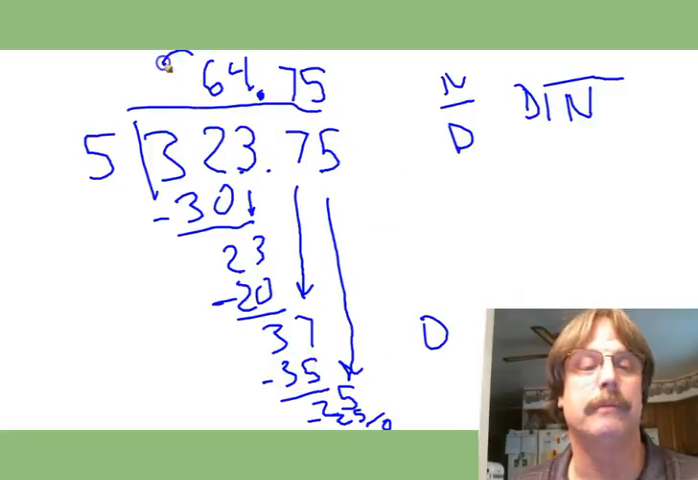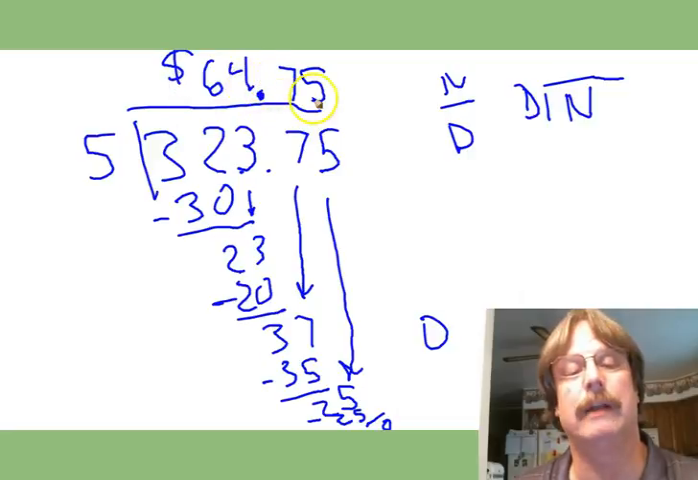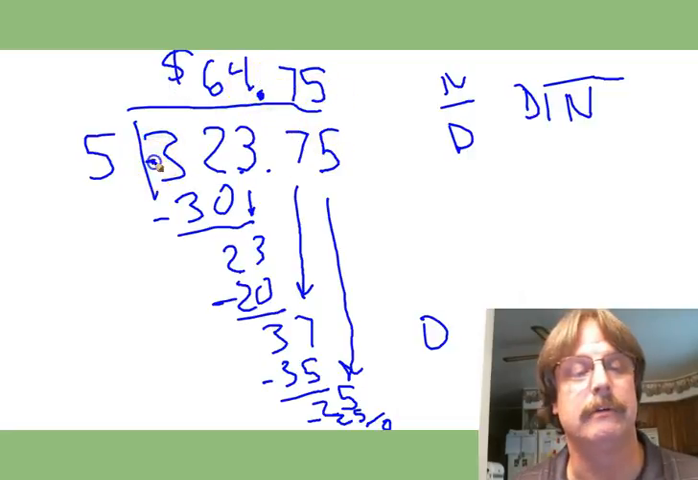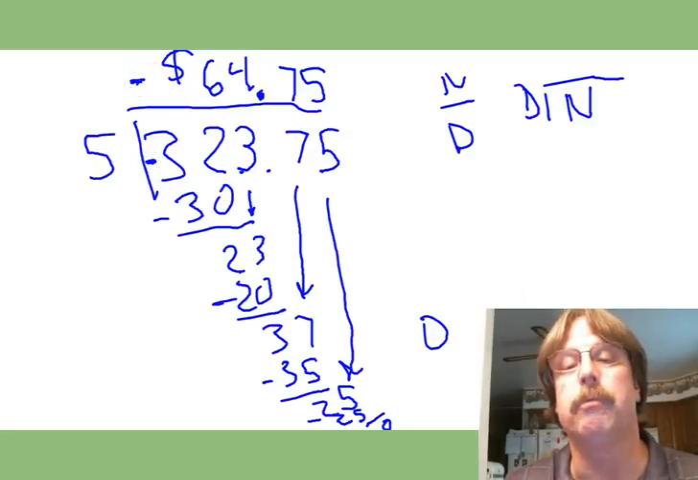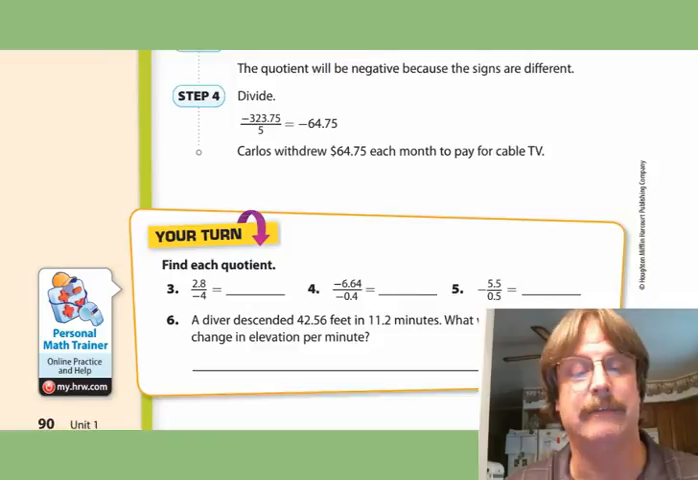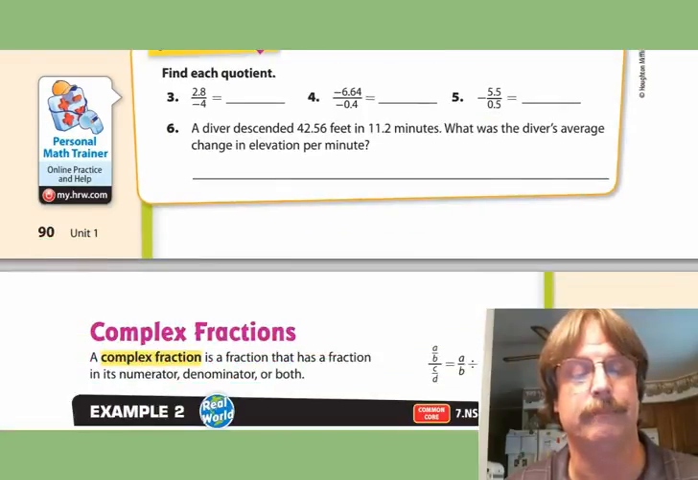So the amount is going to be $64.75 for those items. Remember, this is a negative, so this would be a negative up here also. Okay. Small point, but very important point. So you paid $64.75 each month. So you have some your turns here that you go ahead and do.